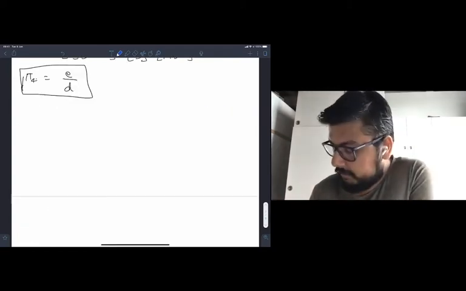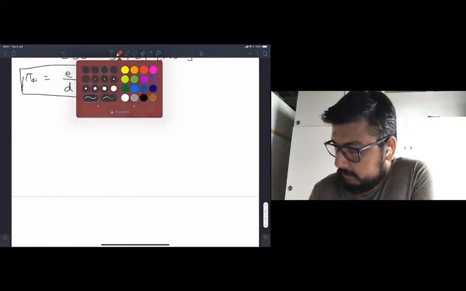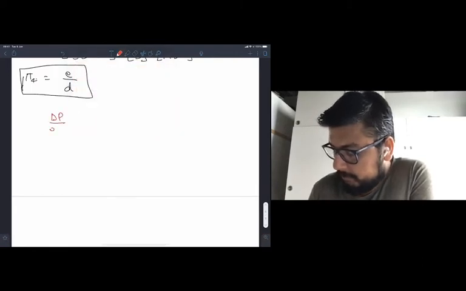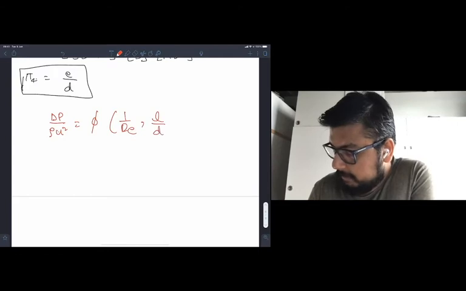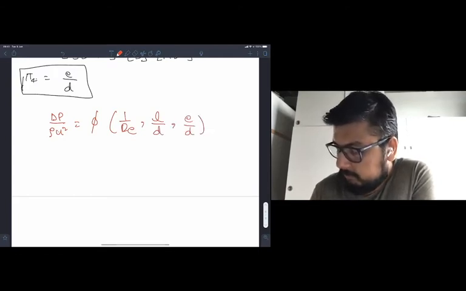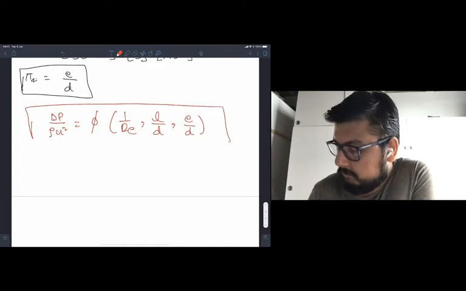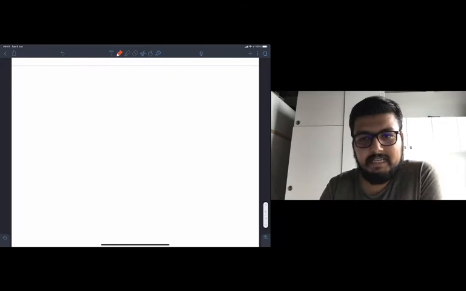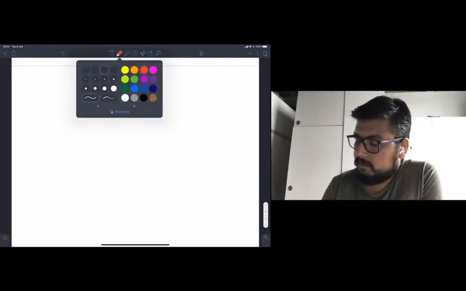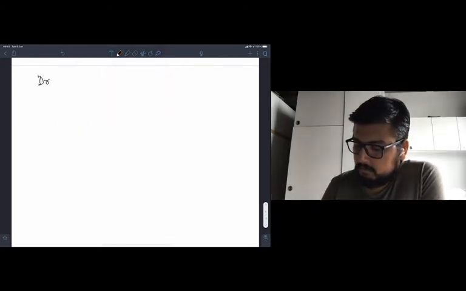So of course, in the final form we can write that this pressure drop across the pipe is a function of inverse Reynolds number, the aspect ratio of the pipe, and the roughness characteristic of the pipe. So now we can look at a different example. And this example is drag on a sphere.